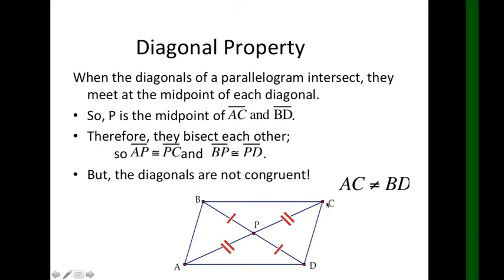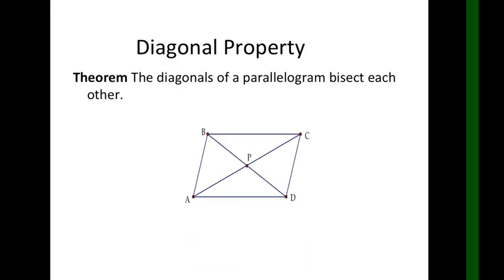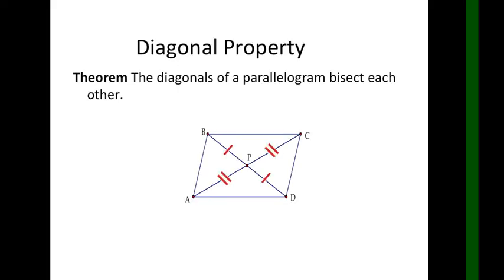Iba ang size nito kaysa sa size ng BD. Okay, kaya nga meron silang line na ganyan. Okay? So, theorem: the diagonals of a parallelogram bisect each other. Nag-bisect nga naman. Yun lang yung theorem. Sinasabi lang niya na kapag yung diagonals nag-bisect sila, nahahati sila into two equal parts.